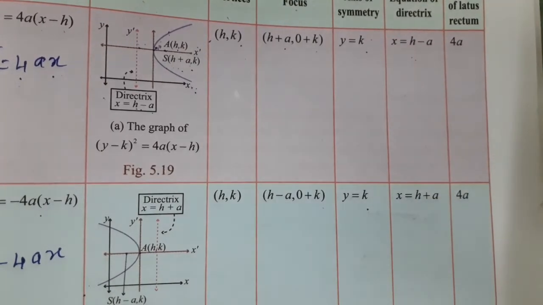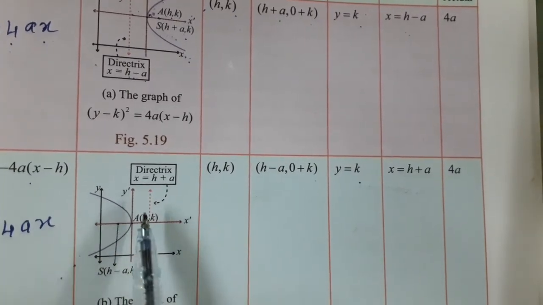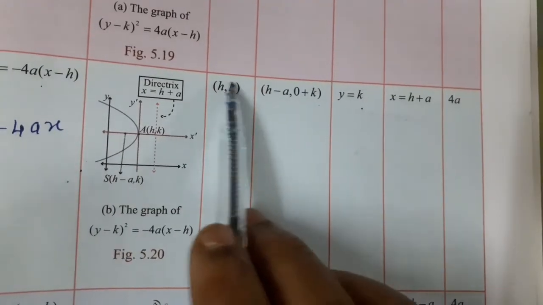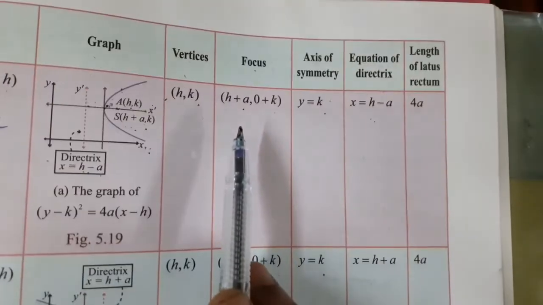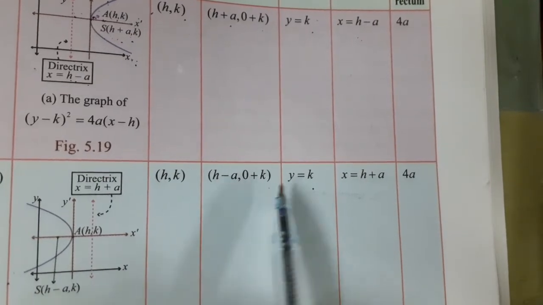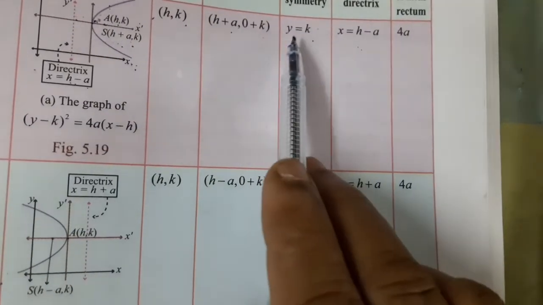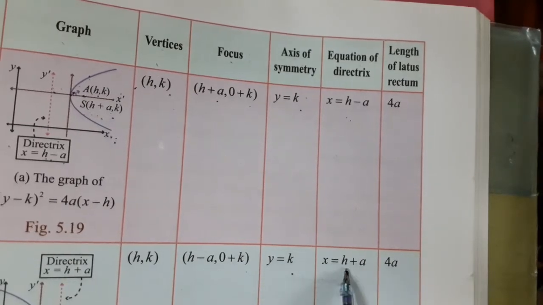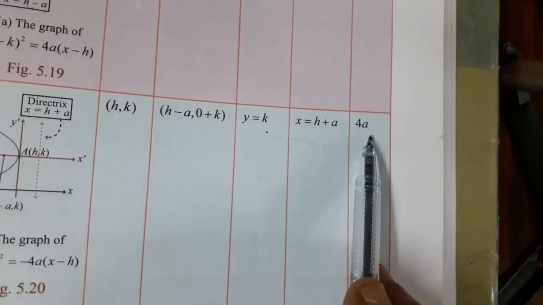Similarly, the next one is the leftward curve. The only difference is the minus sign. The vertex is the same, h, k. The focus for the rightward curve is h plus a, and for the leftward curve it is h minus a, k. Both are symmetric about the x-axis, y equal to k. Since the focus is h minus a, the directrix is x equal to h plus a. The latus rectum is the same, 4a.